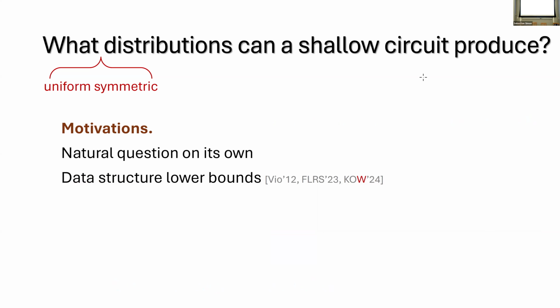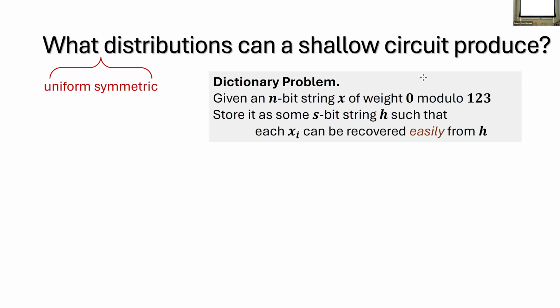And the second one comes from data structure lower bounds. In data structure lower bounds, we want to understand how efficiently we can construct our data structure. And here is a dictionary problem. Imagine you are given an n-bit string x that I promise you the Hamming weight is going to be 0 modulo 123. Here, 123 is some arbitrary number that I choose. It's not a prime. It's not a small number. And you should really think of it as a very general statement. And the goal is to store it as a data structure, H, of S bits.